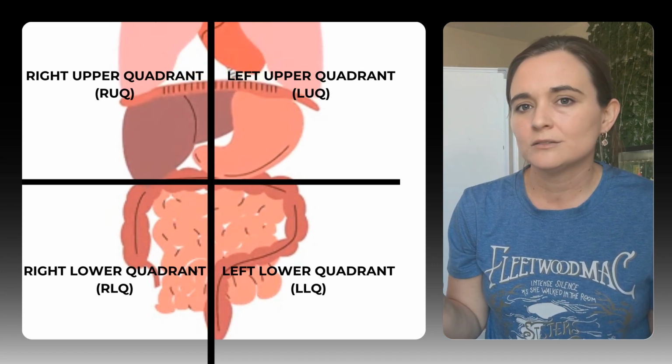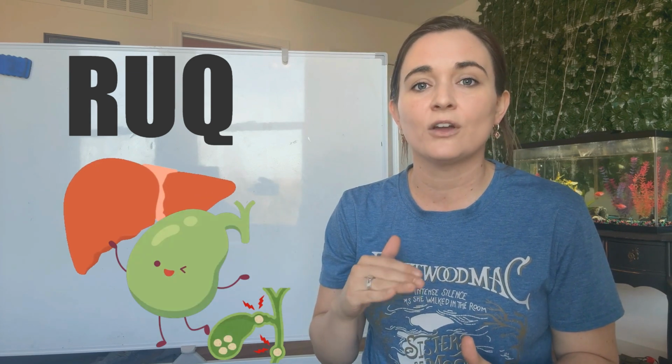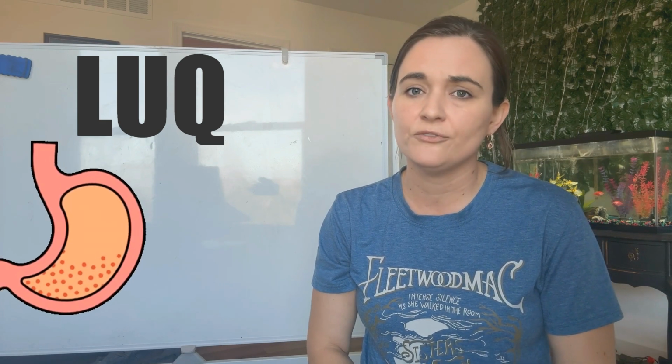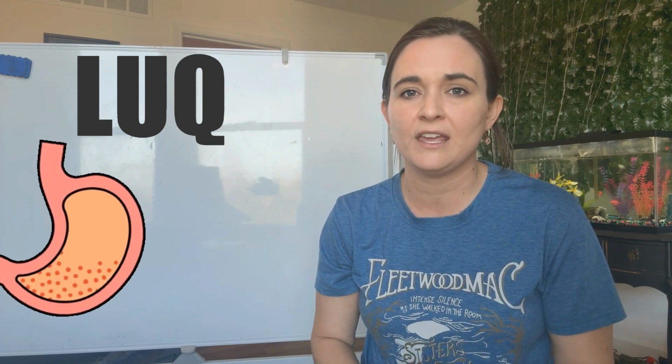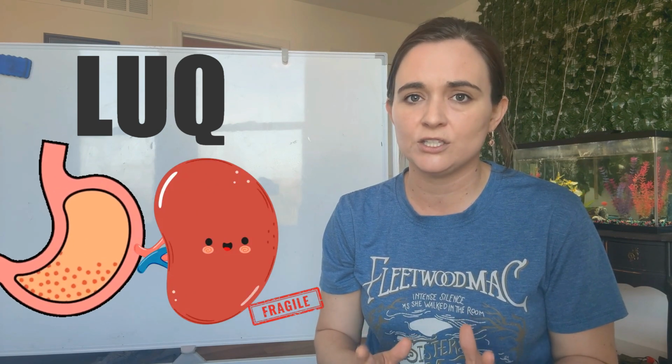Now what lives where? In the right upper quadrant, you've got the liver, that big dense organ that loves to hide pathology. Underneath that, the gallbladder, a small but mighty organ, can throw a temper tantrum in the form of stones. Move to the left upper quadrant. That's where the stomach sits, often filled with gas that can fool you into thinking there's free air.